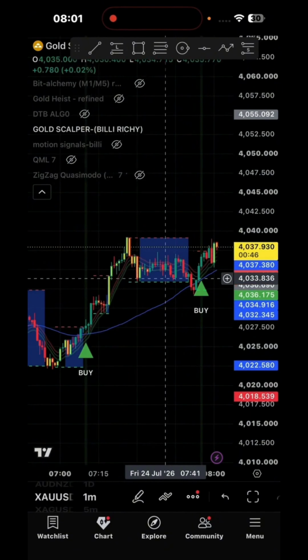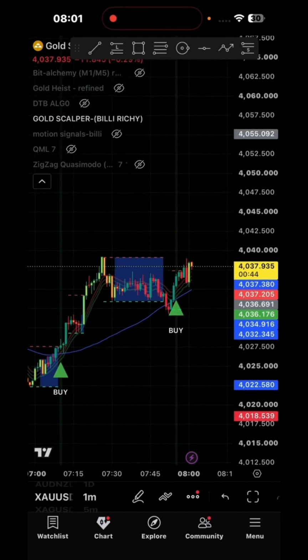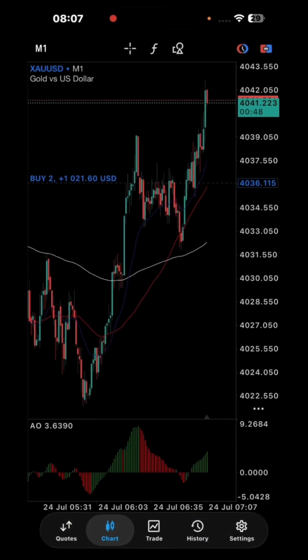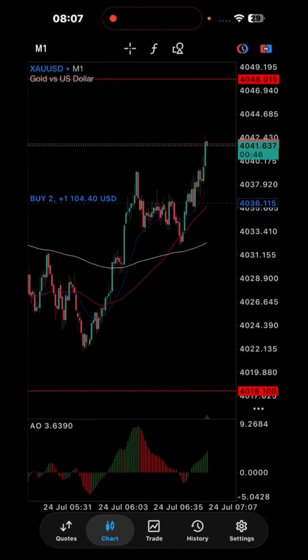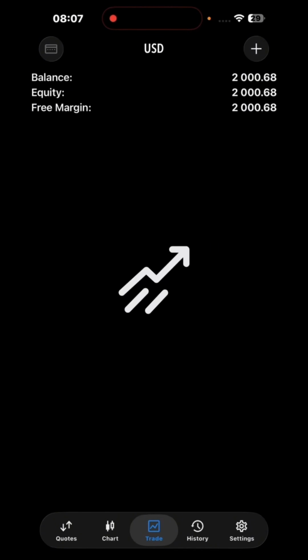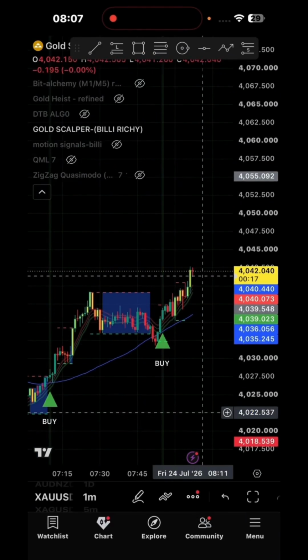Okay, so this is the previous one. It went up and out, and then we have a new buy trade running $1,000 plus. So look, we are up $1,000 plus in profits, and then let me quickly close it. So I've closed it, and I'm up $2,068. So let's go to TradingView and see what happened.